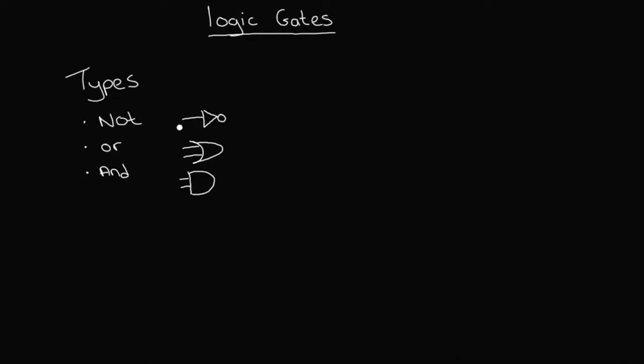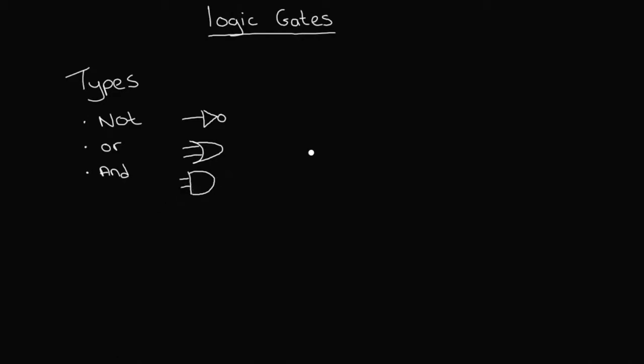Our NOT is represented by a symbol like this, so it looks like an arrow on its side with a circle at the top. Then our OR looks a little bit like a spaceship or an out of shape D, and our AND logic gate looks like a D.